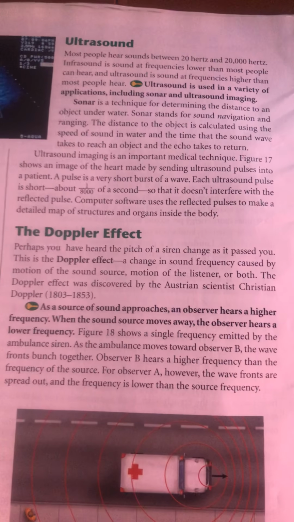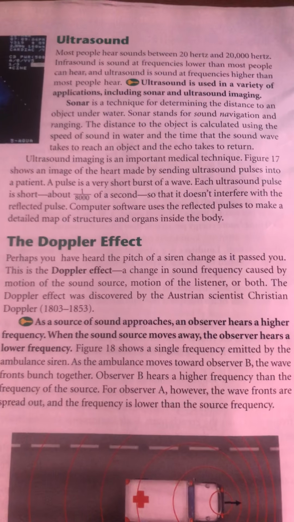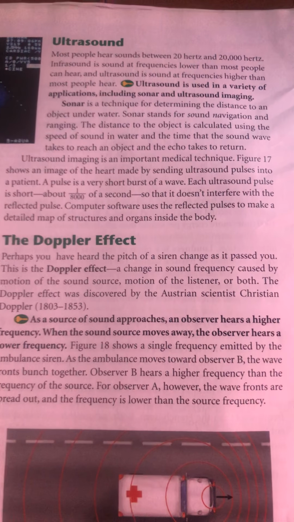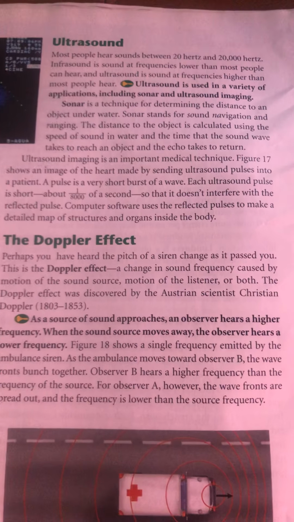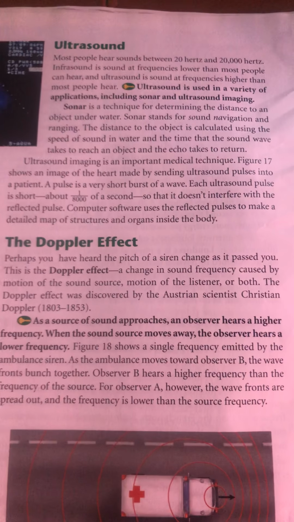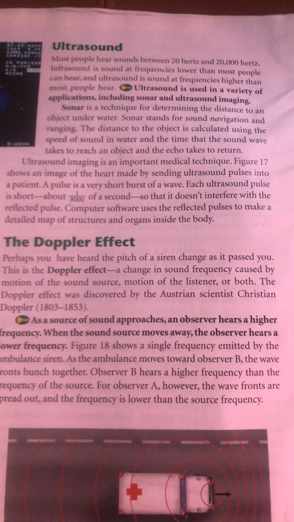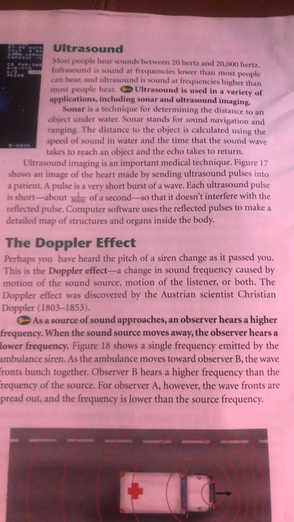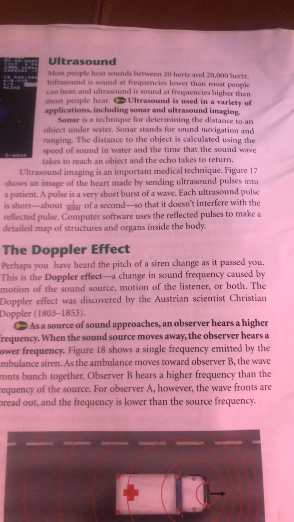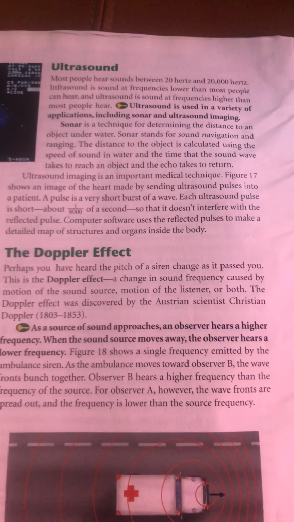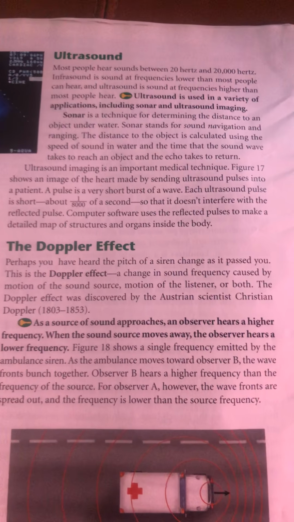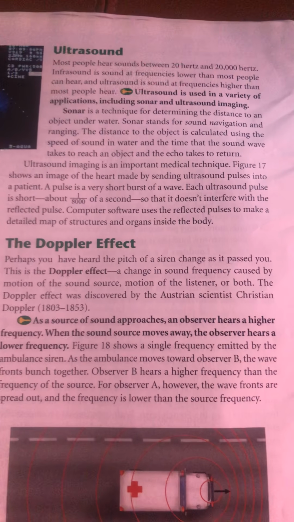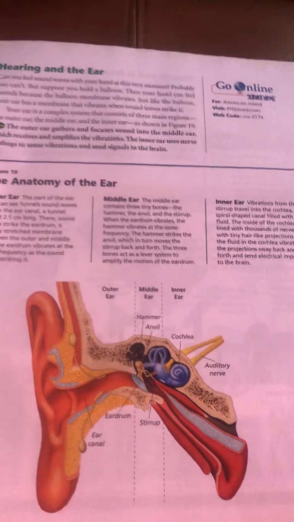The Doppler effect is when perhaps you have heard the pitch of a siren change as it passes you. This is the Doppler effect, a change in sound frequency caused by the motion of the sound source, the motion of the listener, or both. So when a police car is a ways away and it's coming towards you, and then it passes you, the sound changes, doesn't it? What happens is that you hear a higher frequency, and you can read that in here, so you'll be able to understand that a little bit better.